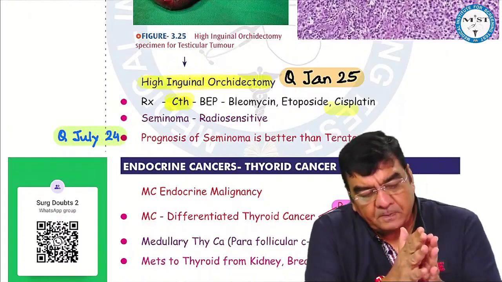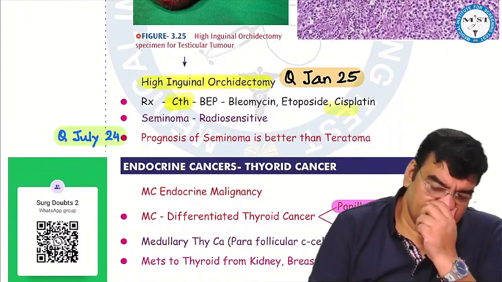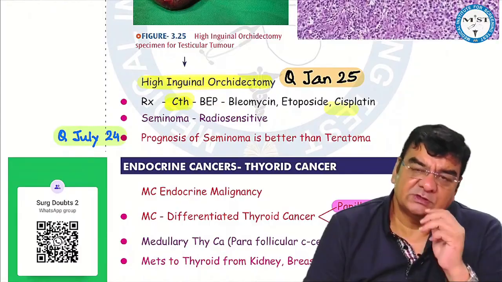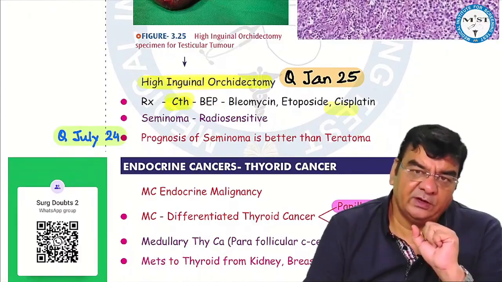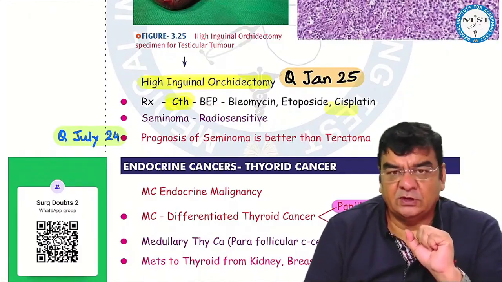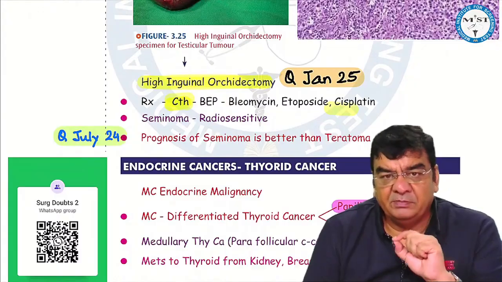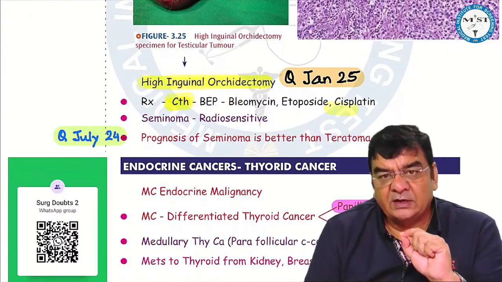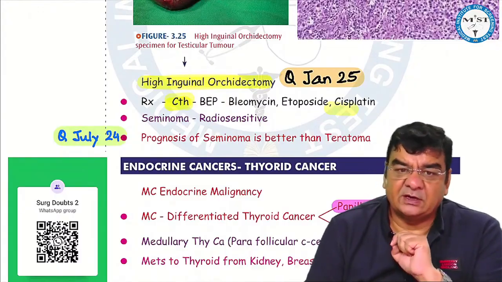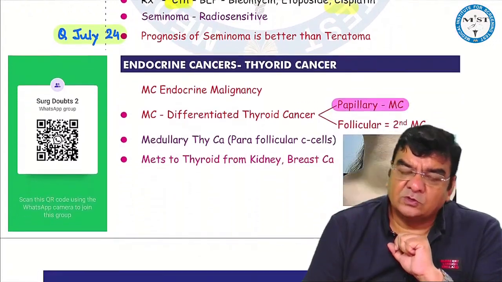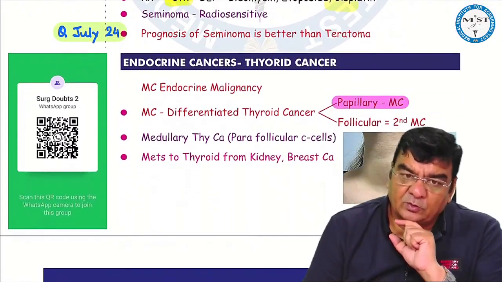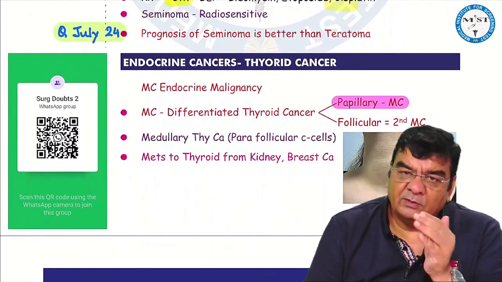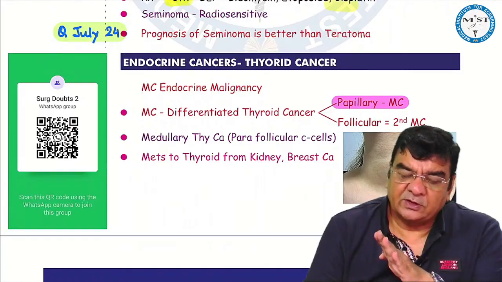Now, in stage 2 or stage 3, a better option would be giving a combination chemotherapy, that is BEP: bleomycin, etoposide, and platinum-based cisplatin. Prognosis of seminoma is better than teratoma because seminoma spread more commonly by lymphatics and teratoma spread more commonly by blood.